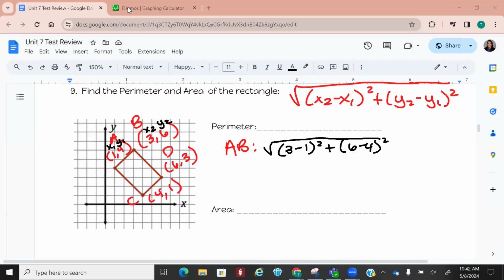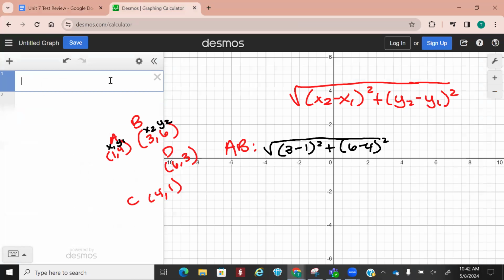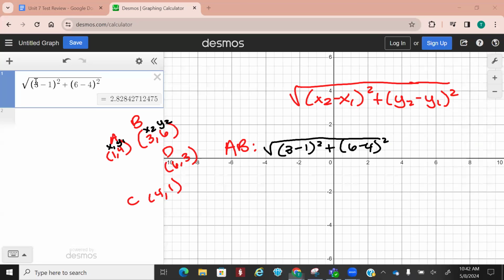So I'm going to go into Desmos and type that in: square root of 3 minus 1 squared plus 6 minus 4 squared. Okay, so I get 2.83. You're going to round to 2 decimal places because otherwise it is going to change your answers.